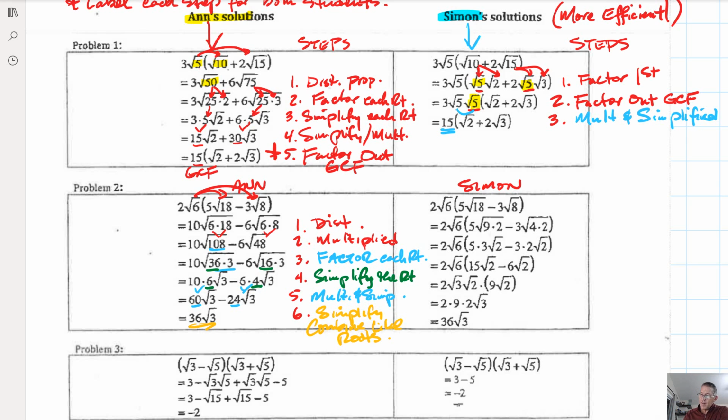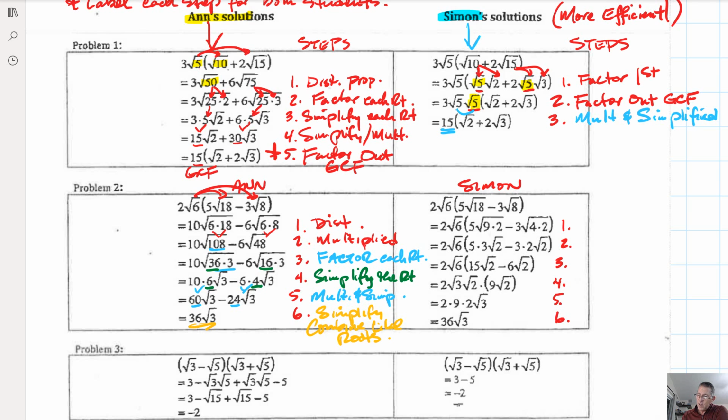Now how did Simon approach this? Let's figure this out. 1, 2, 3, 4, 5, 6. He did it in 6 steps too. So they're both the same in terms of number of steps, but they're done differently. In the first one, he factored each root first. Where Anne keeps on distributing first, Simon factors first.